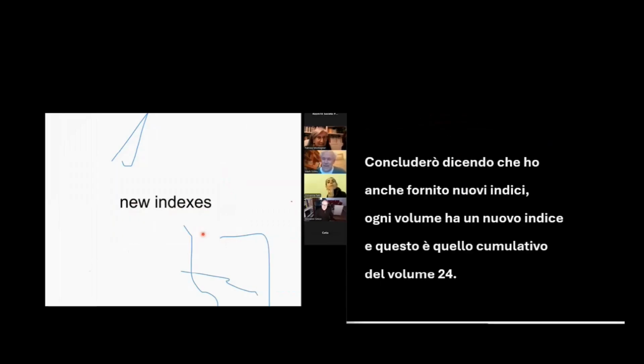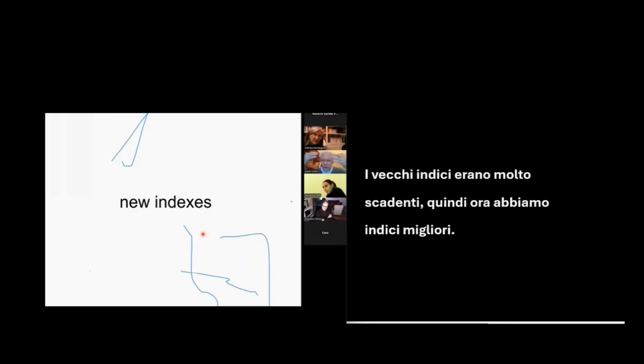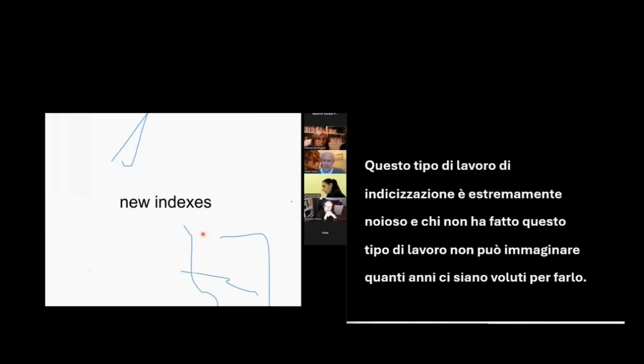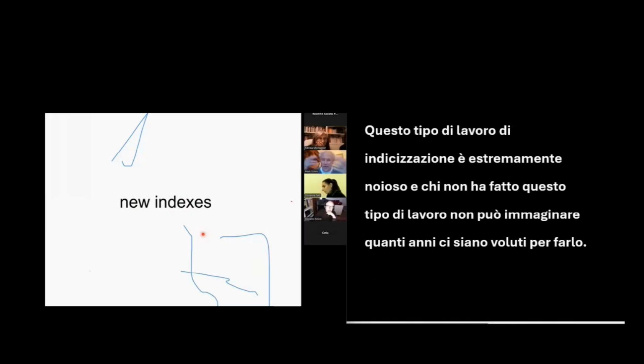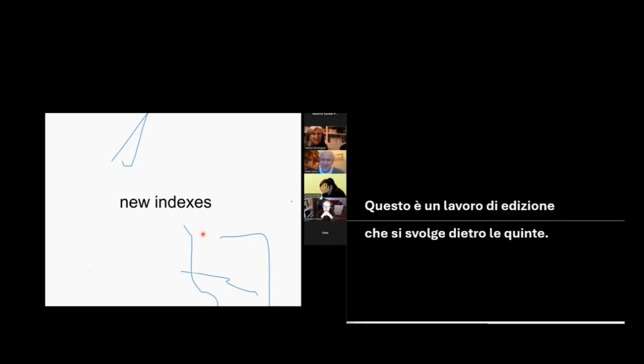I will end by saying that also I have provided new indexes. Each volume has a new index, and there's one cumulative index in volume 24. The old indexes were very poor, so now we have much better indexes. This sort of work, indexing, it's extremely boring. People who haven't done this sort of work can't imagine how years go into even just that. So that's the work of this kind of edition that is behind the scenes.